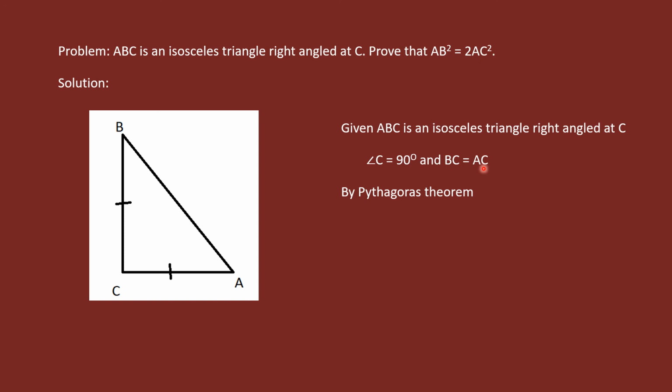As it is a right triangle, by Pythagoras theorem, I can write AB square is equal to BC square plus AC square. Now, in place of BC, I can write AC: AC square plus AC square, because this is given already. Therefore, AB square is equal to 2AC square. This is the thing we have to prove. This is important for 1 mark or 2 marks. I hope it is clear. Simply we applied Pythagoras theorem and the concept of isosceles triangle. Not more than that.